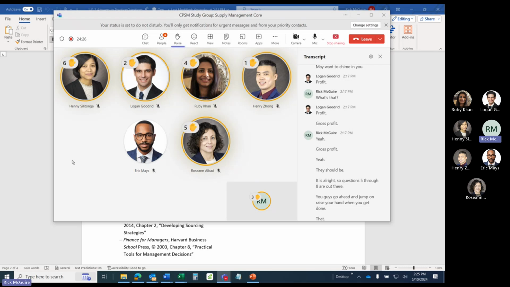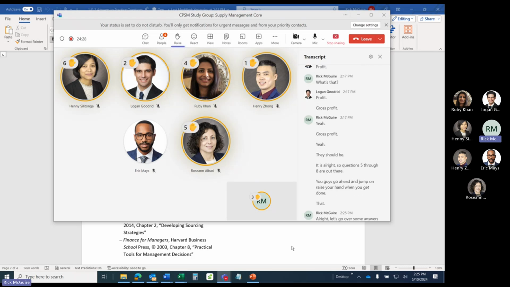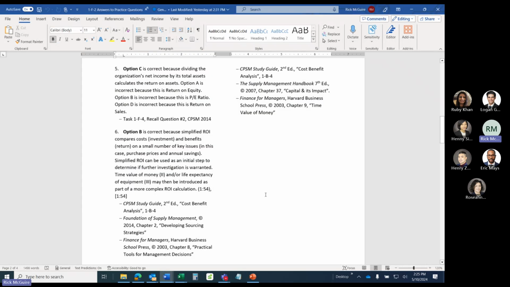All right, let's go over some answers real quick. Number 5 is Charlie. Dividing the organization's net income by its total assets calculates the return on assets. 6 is Bravo. Simplified ROI compares costs, the investment, and benefits, the return, on a small number of key issues.